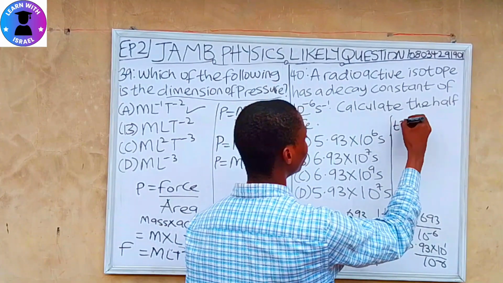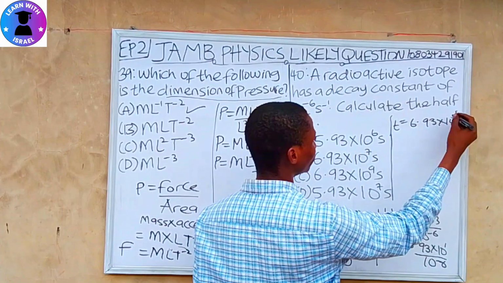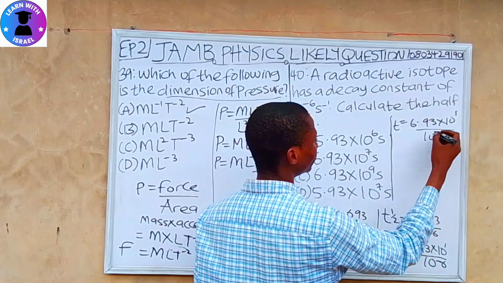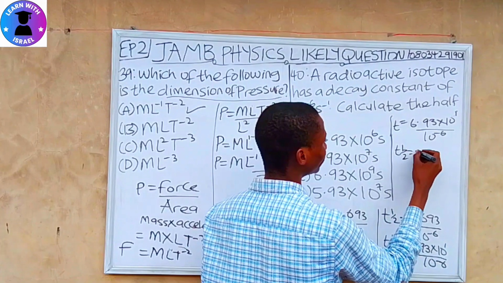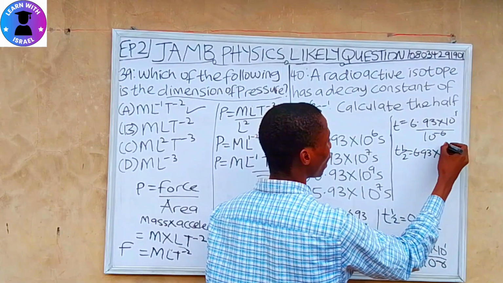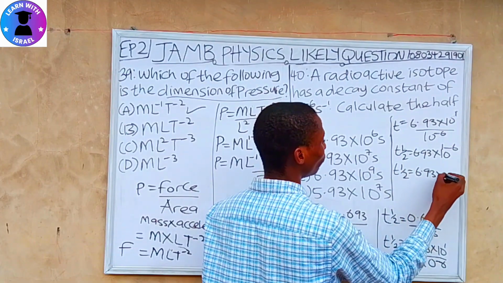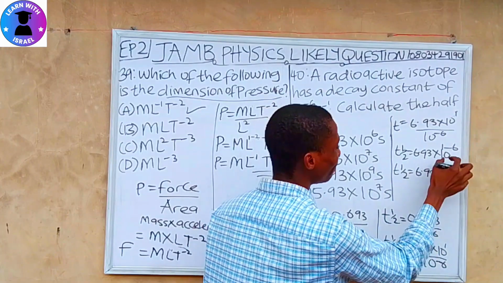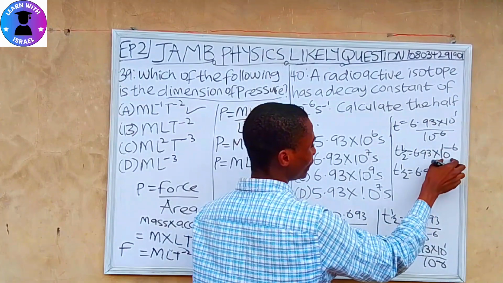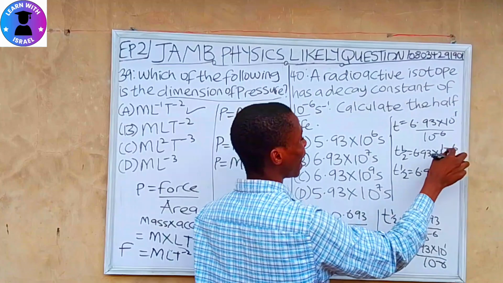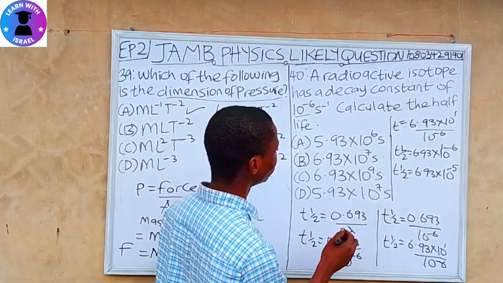So we now have T half equals 6.93 multiplied by 10 raised to the power 1 over 10 raised to the power minus 6. Let's bring the minus 6 up here. So we are now left with T half equals 6.93 multiplied by 10 raised to the power 1 minus 6. So T half, which is half-life, equals 6.93 multiplied by 10 raised to the power minus 5. 1 minus 6 is minus 5. And if we check our option, can we find it?